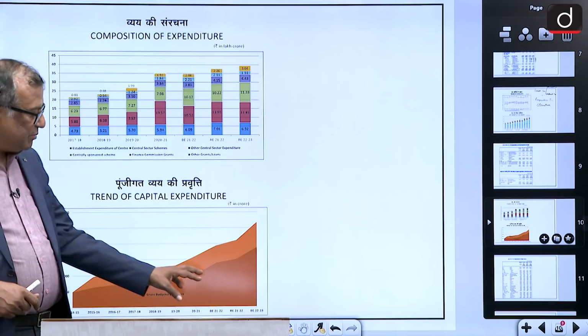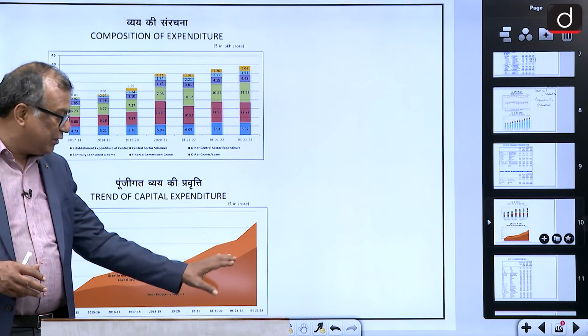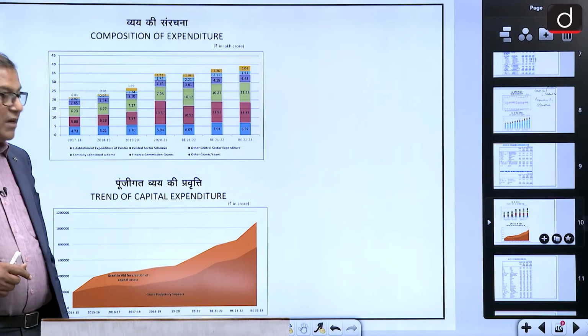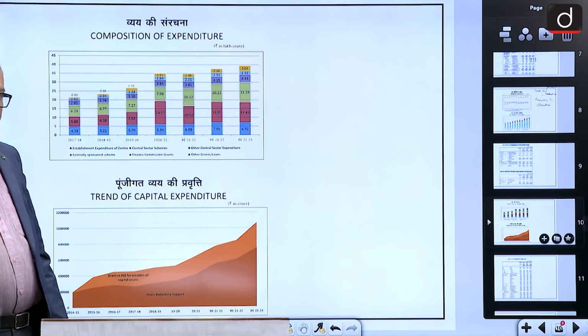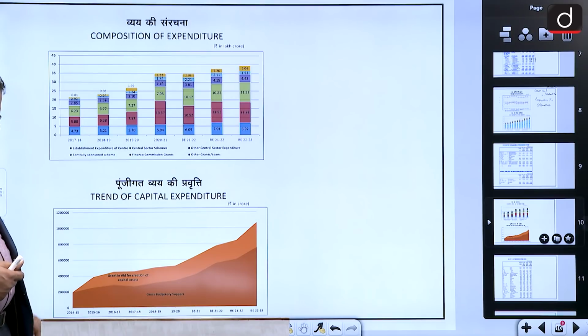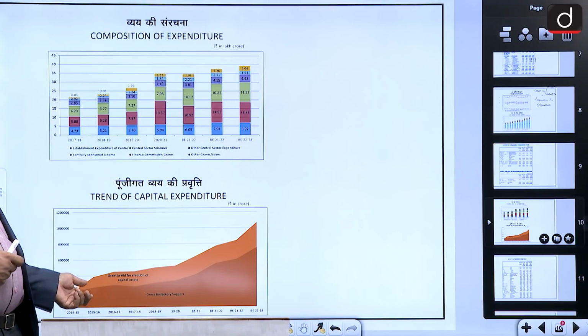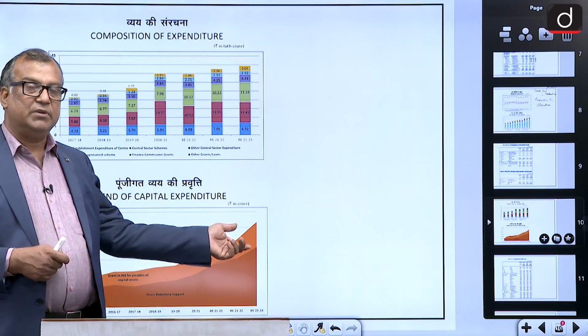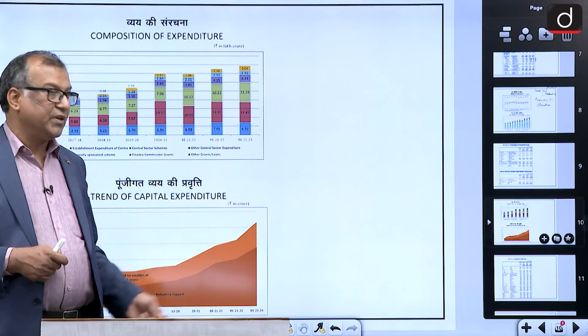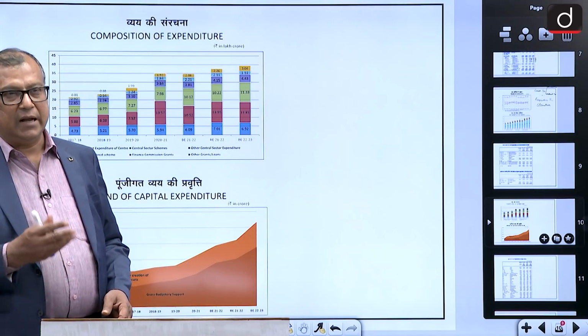So this is capital expenditure incurred by the central government, the lower part, and the upper part is the capital expenditure incurred by the state governments, of course with the fund given by the central government. This suggests that before 14-15 or 15-16, the participation of state governments in creation of capital assets was less, and in recent days their role in capital creation is increasing.